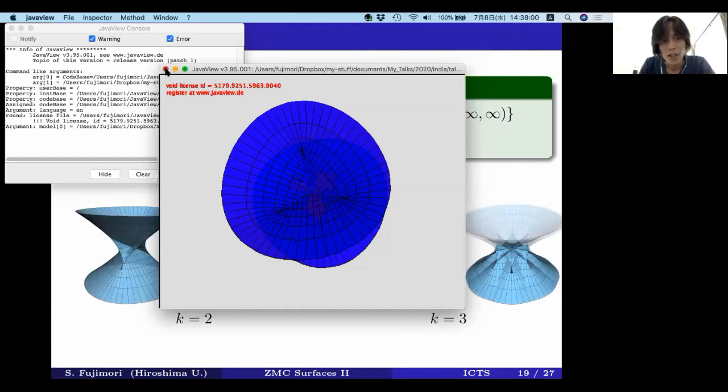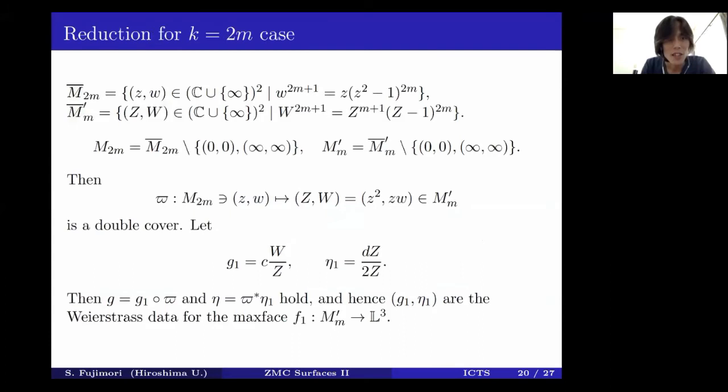And actually this is true for any even genus case. So if we assume that k is 2m, meaning k is an even number, then the Weierstrass data is this way. And then we let M' be a Riemann surface of genus m, and let g1 and eta1 be the Weierstrass data on this M', and let pi be a double cover. So this is a double cover without branch points. And so actually we can reduce this genus 2m case to a genus m maxface.